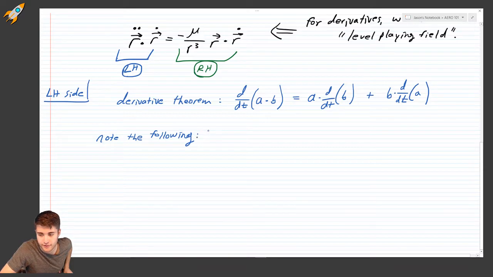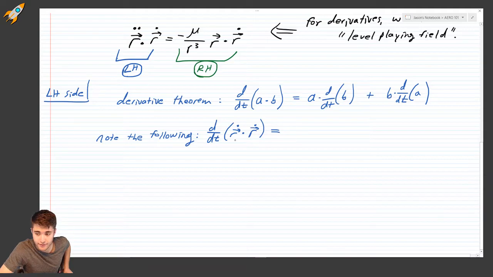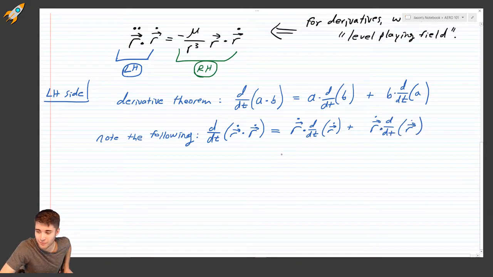If we take a look at this, the time derivative of velocity dot product with velocity, okay? Let's take a look at this. Now, again, to do this, we need 1 derivative of 2 plus 2 derivative of 1. Okay, so it's going to look like this. 1 derivative of r dot plus r dot derivative of r dot. Okay, that's what it is.